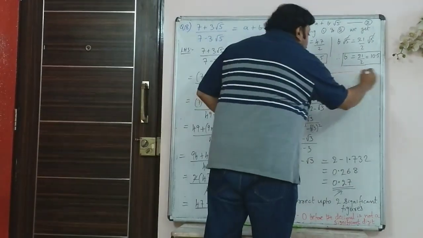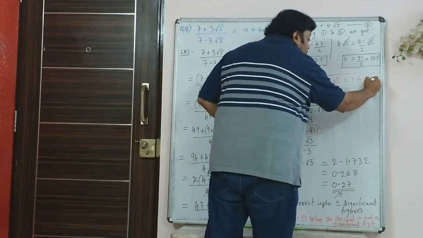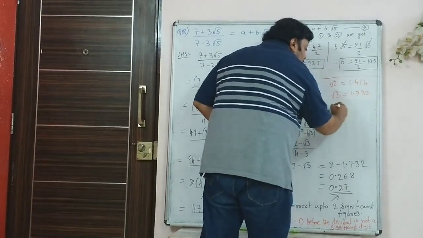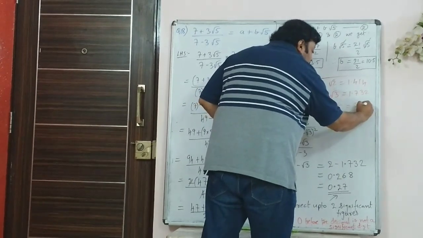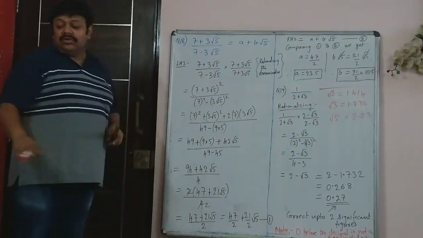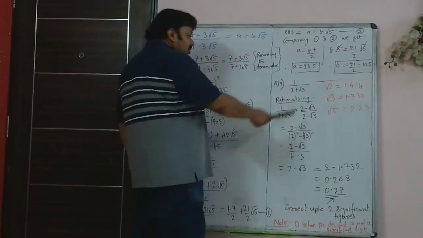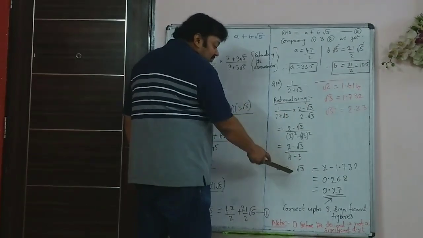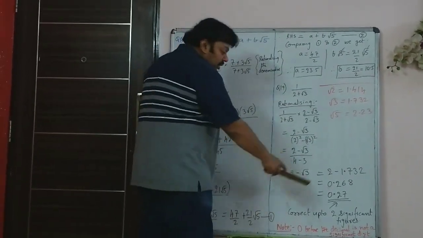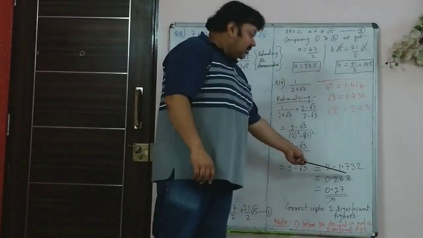So it is 2 minus root 3's value. Root 5's value and root 2's value you are supposed to know. For example, root 2 is 1.414. Root 3 is 1.732. Root 5 is 2.23. These values you are supposed to remember, at least for root 2, root 3 and root 5. So this you should know. So you have substituted root 3 as 1.732. So 2 minus 1.732 is 0.268.